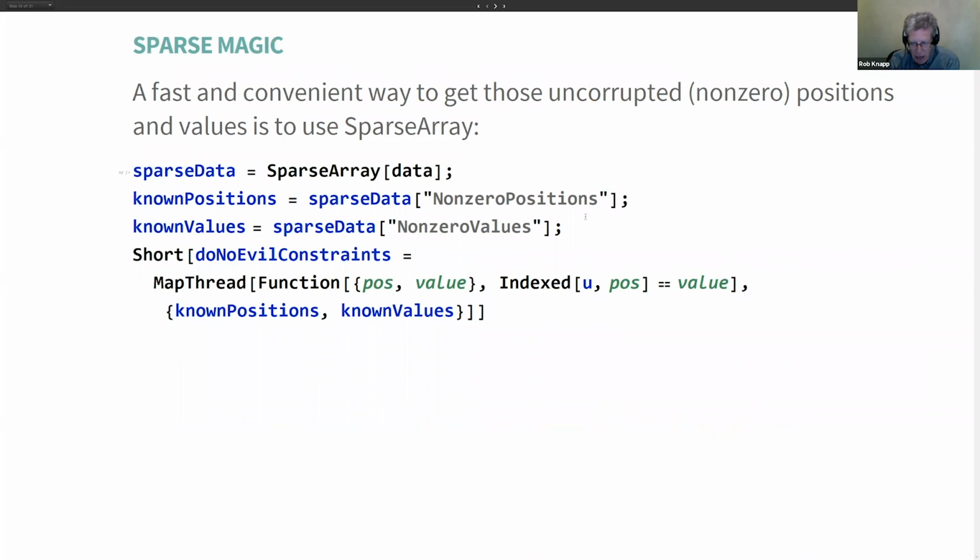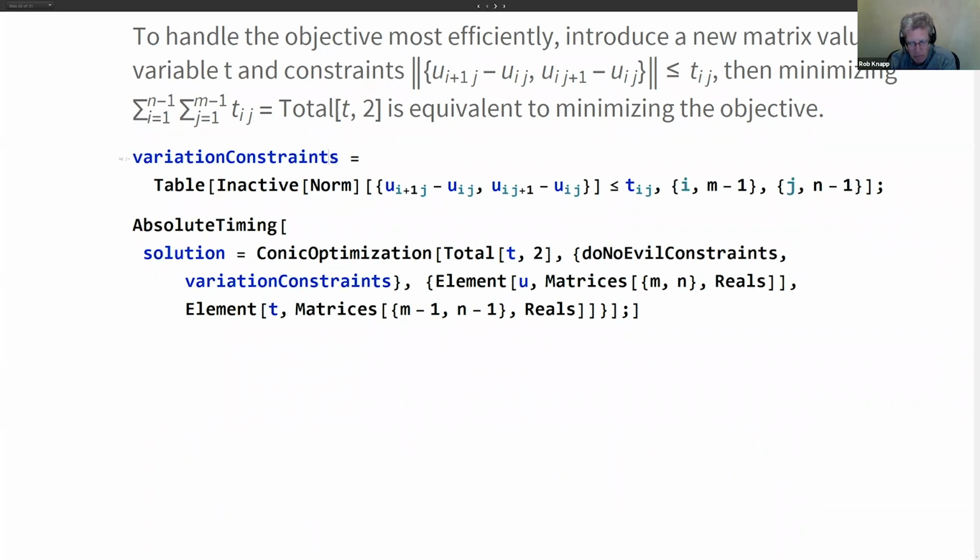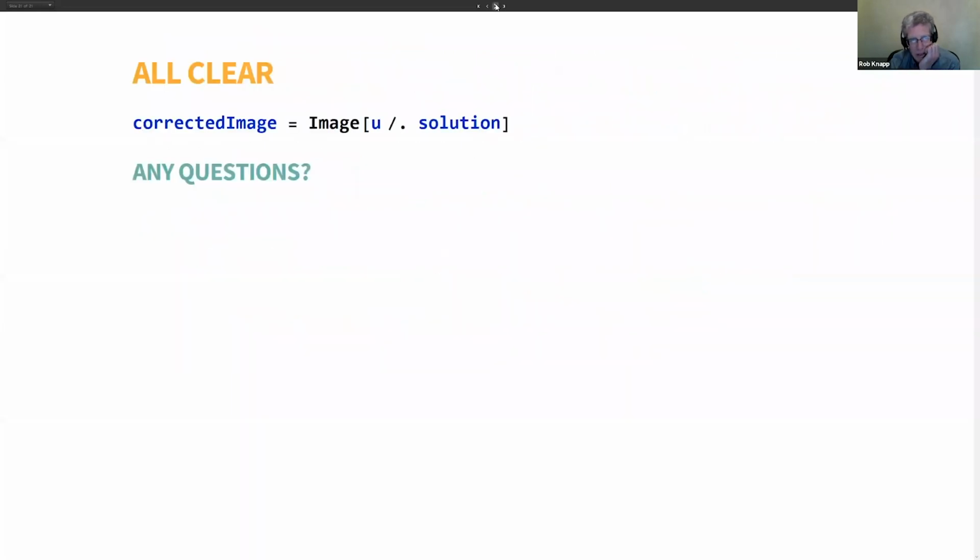And a trick for actually doing this efficiently is to use the sparse array of the data. This is a quick way to find zeros. I want to keep all the pixels that weren't zeroed at their original values, okay? Then I set up constraints, which are the variations. And I'm doing this with conic optimization, one of our solvers. This takes a bit of time. I'll go ahead and enter this, and eventually it will show up. But in the meantime, you can ask any questions that you may have. You can start asking questions now.